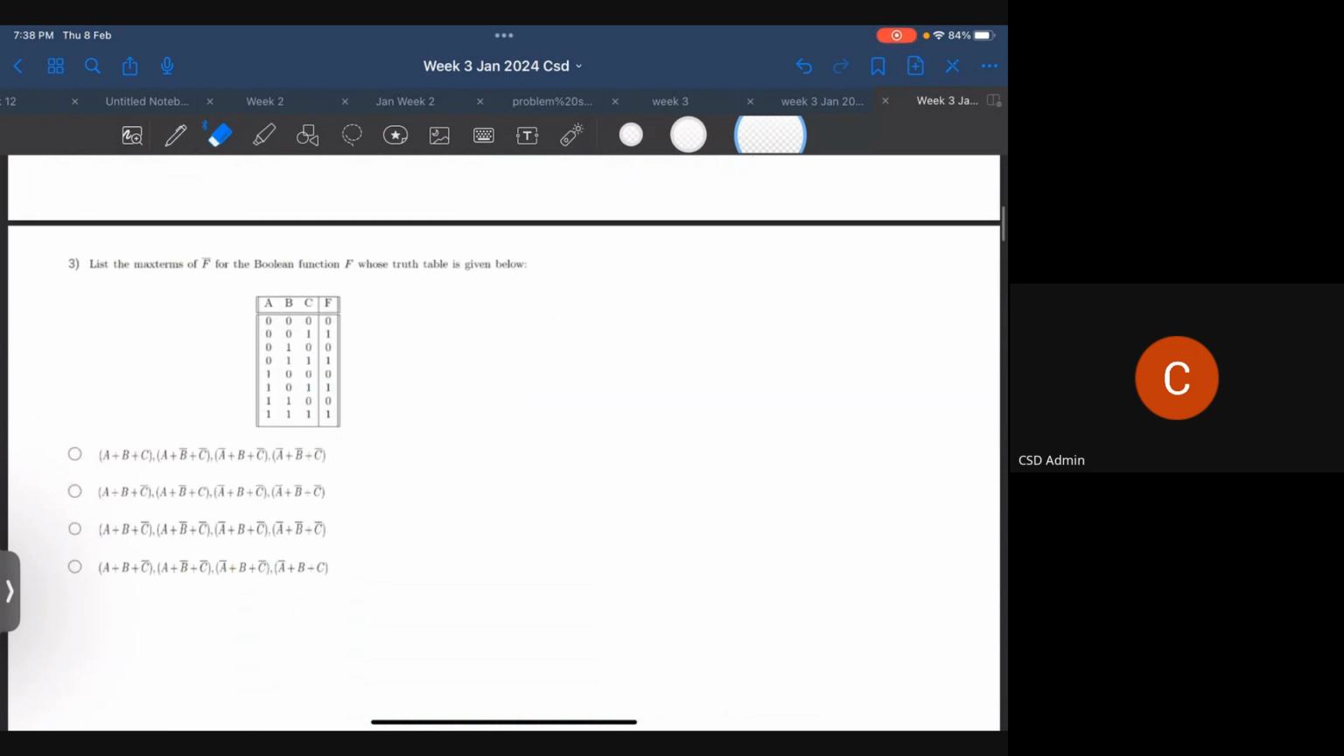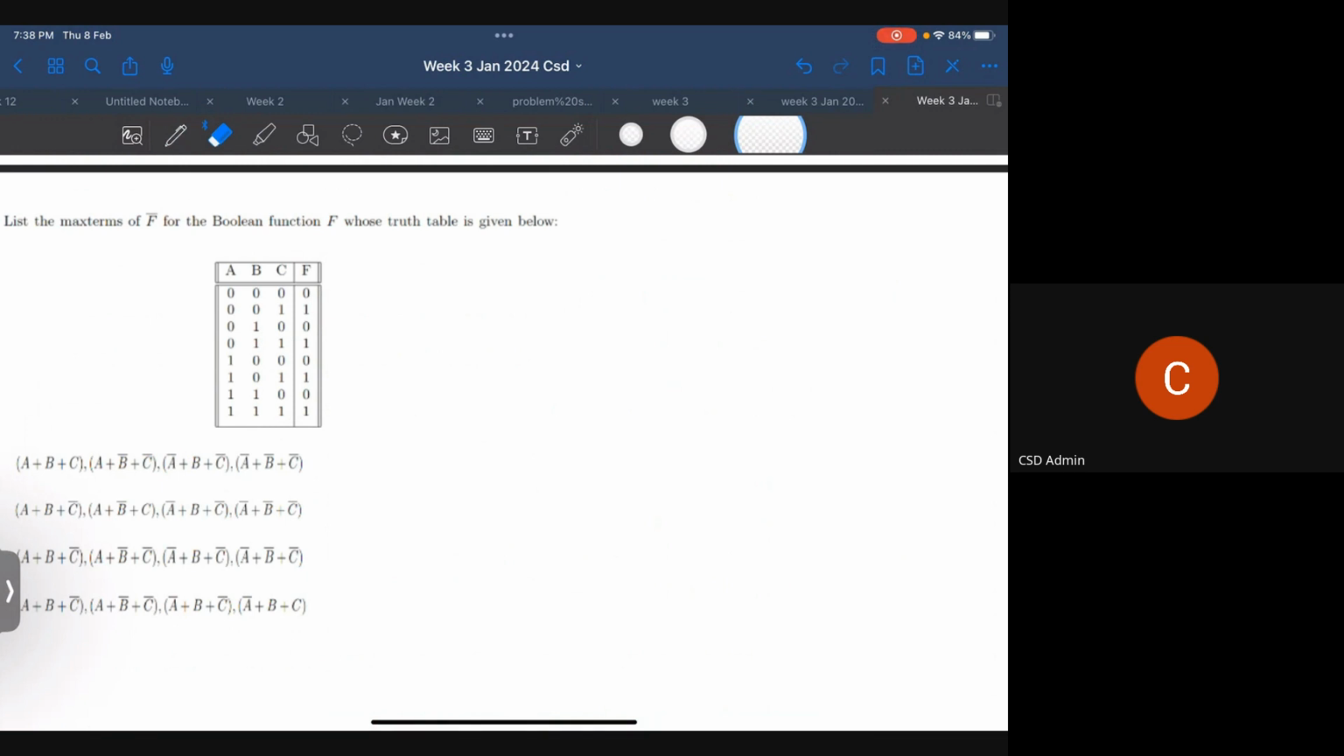Now question number 3. List the maxterms for the Boolean expression whose truth table is given below. So you have to basically find the POS, right? For POS, we take the 0 part. You can see that you have to take these zeros. If 0 is there, then we get only A, and the zeros will be reversed as well, right? Correct.